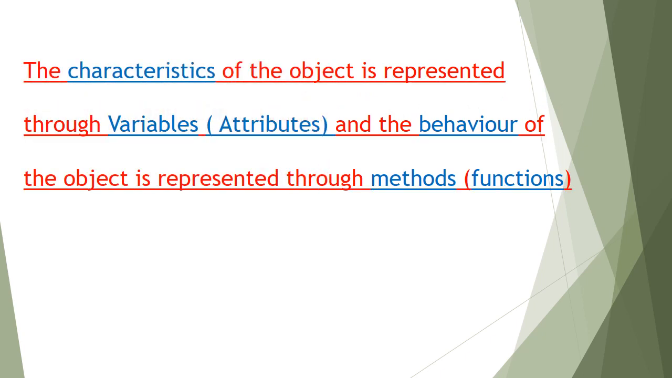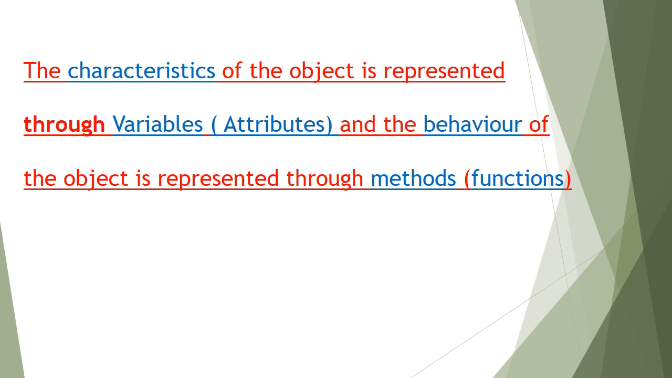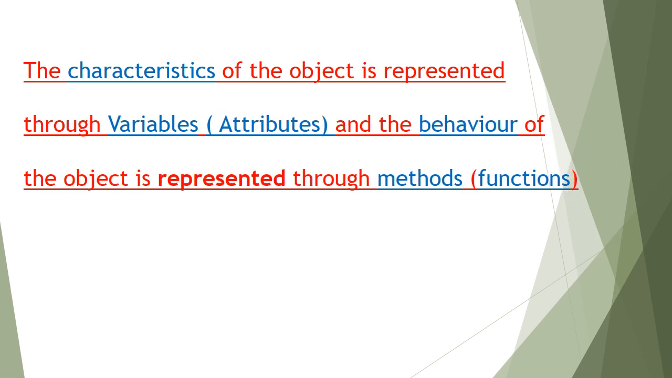To represent a real world object in software terms, the characteristics of the object are represented through variables or attributes, and the behavior of the object is represented through methods or functions.